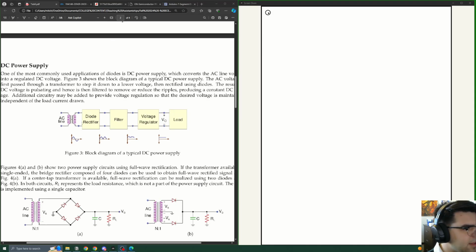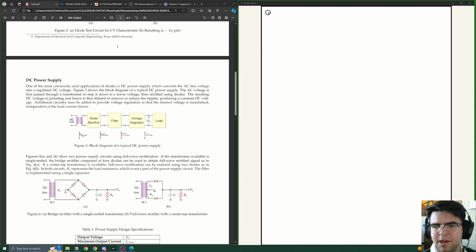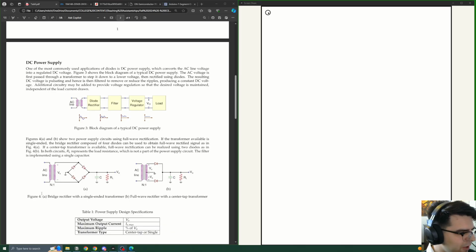So you can imagine this is like one of the power supplies that are given in the lab. There's going to be some sort of AC transformer that converts the really high current and voltage from the wall down to a much lower voltage that we're going to work with. And then we're going to apply what we call a diode rectifier. And this is actually given in figure 4. This is an example of a full bridge rectifier.